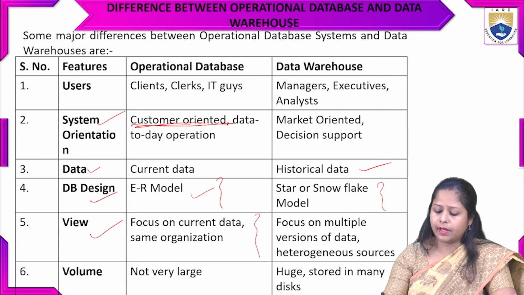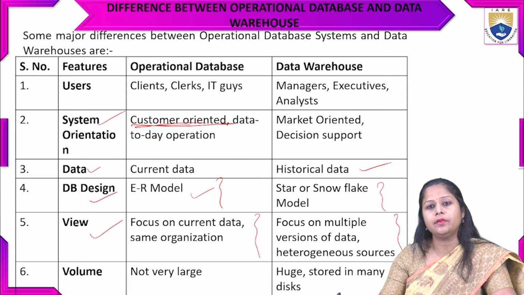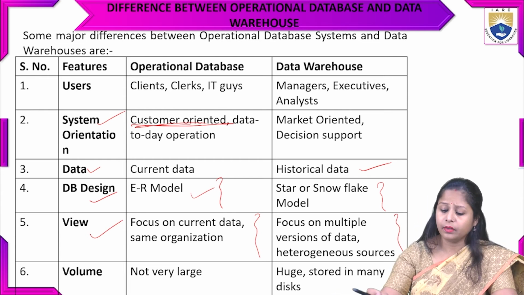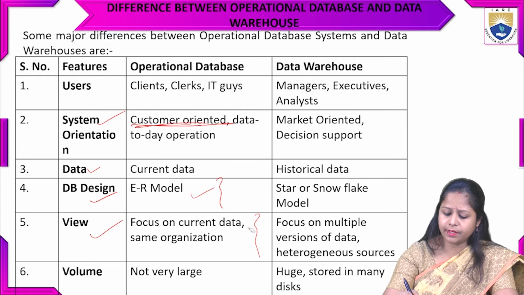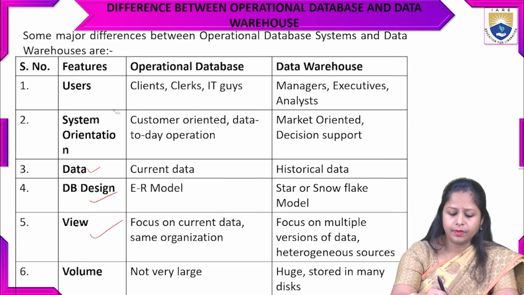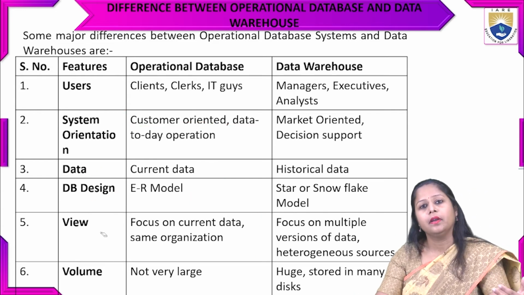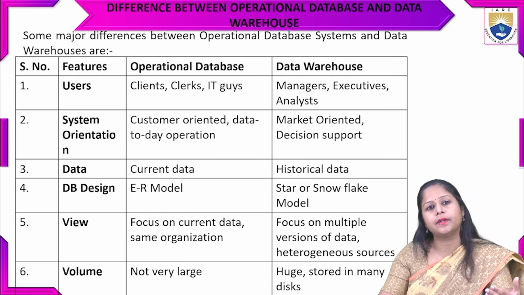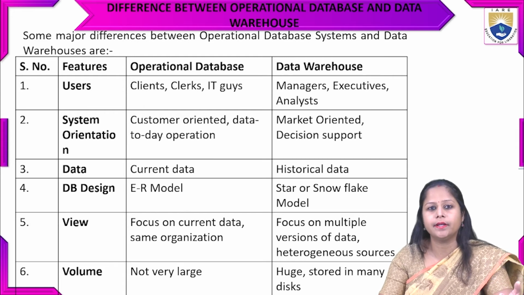But on the other hand, the data warehouse will focus on multiple versions of data. So what is basically meant by multiple versions of data? In a data warehouse, the data will be stored as historical data. So the data can be multiple, and there can be redundancy.